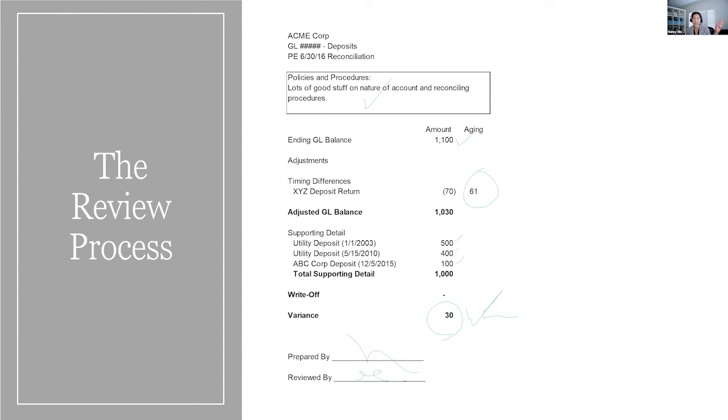We want to look at, hey, did it start with the ending GL balance? It is, in fact, the latest balance, right? Sometimes there's a journaling thing that happens and then we don't know about it and then the balance is different. Is it supported with valid supporting detail? Are those supporting details the best and the strongest we can obtain? Are we monitoring the timing differences, right? This one here is aging for 61 days. Is that okay? Are those items supported? Is there a variance, right?